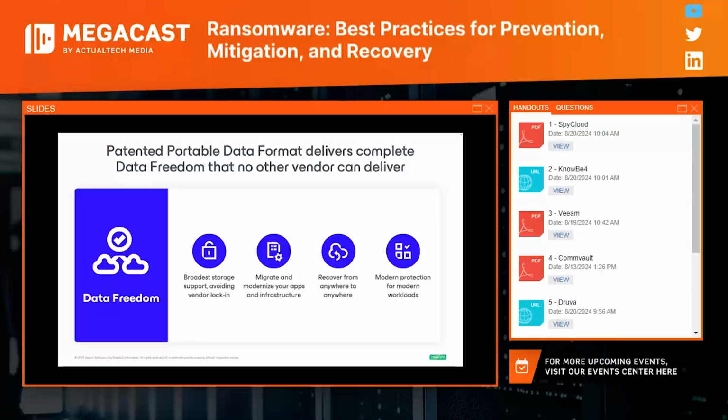That flexibility means that you can always be ahead of the game when you need to take advantage of maybe cost reductions or new technology or new capabilities. As long as you've got that freedom to recover from anywhere to anywhere, then you're always in a good position to recover from a ransomware incident.